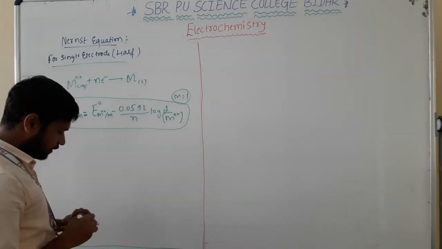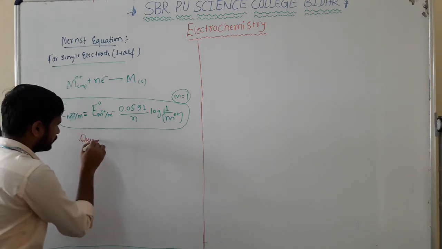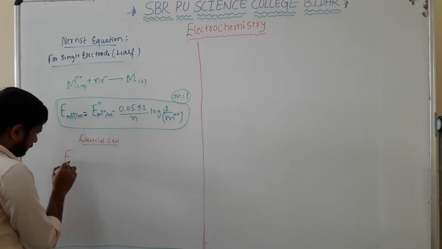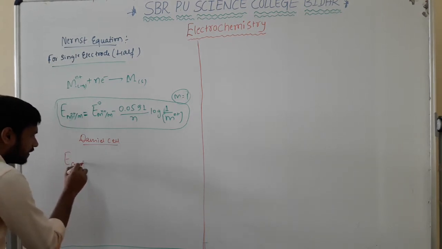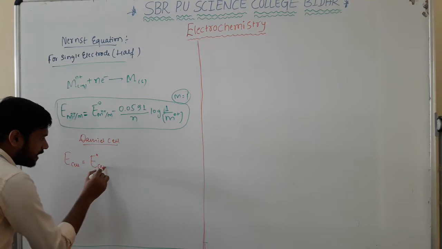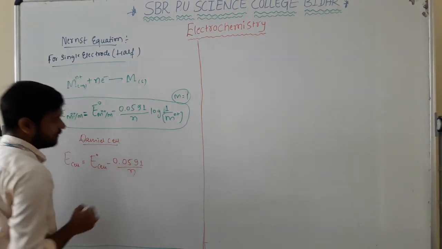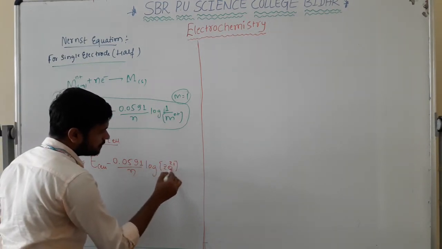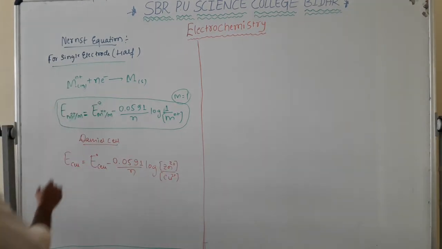Now if I write for the Daniell cell, or galvanic cell, the equation is E cell is equal to E naught cell minus 0.0591 divided by n, log of [Zn2+] divided by [Cu2+]. This is the expression for the Daniell cell.